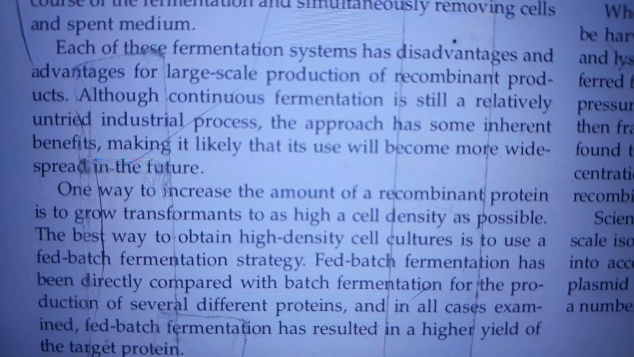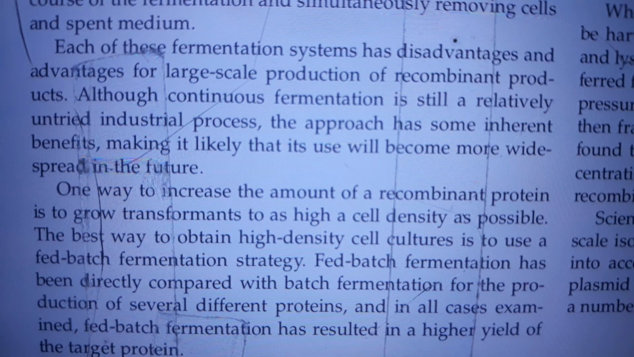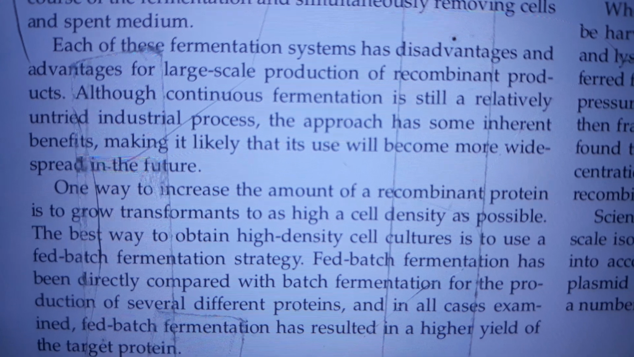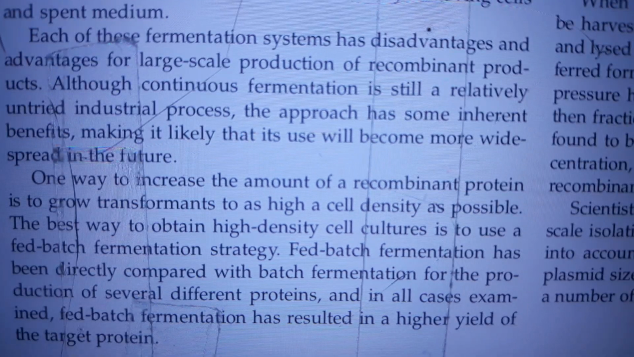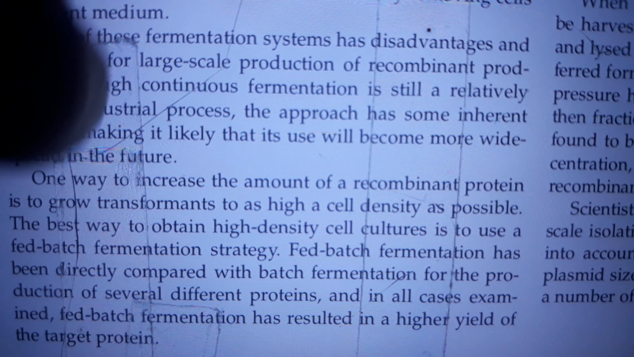Each of these fermentation systems has disadvantages and advantages for large-scale production of recombinant products. Although continuous fermentation is still a relatively untried industrial process, the approach has some inherent benefits, making it likely that its use will become more widespread in the future.